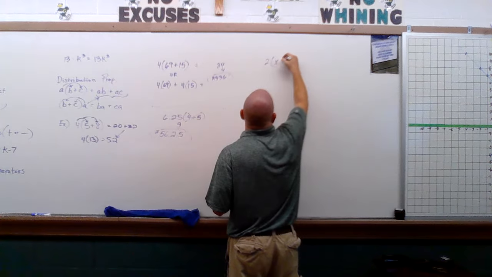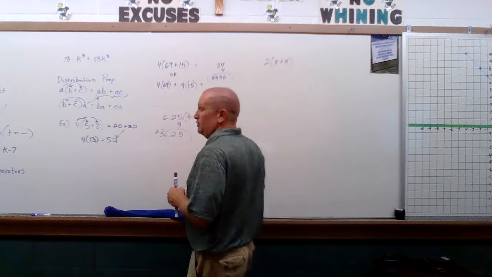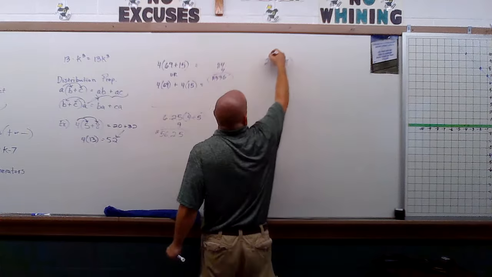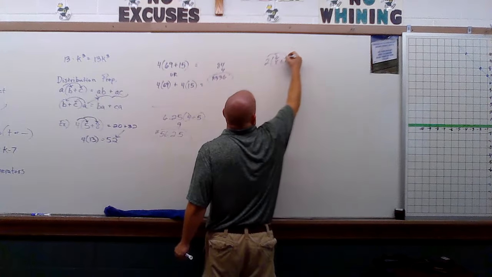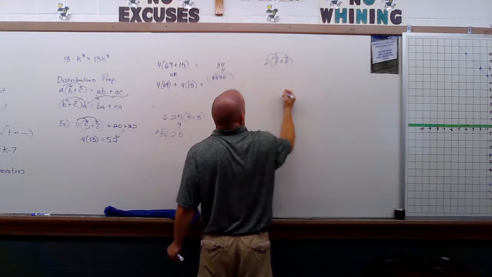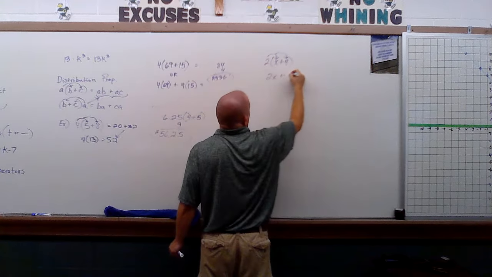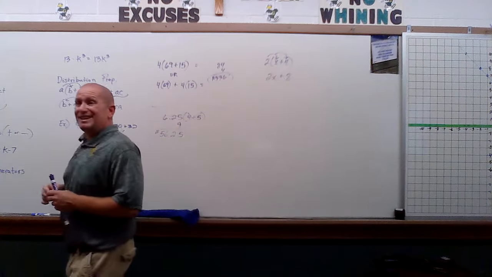So 2 parentheses, x plus 4. Remember, the most important thing is that I can multiply anything together. 2 times x is 2 times 4. So, don't forget to do it to both. So 2 times x is what? 2x. 2x, awesome. 2 times 4? 8. Plus 8. Can I say that the answer is 10x?